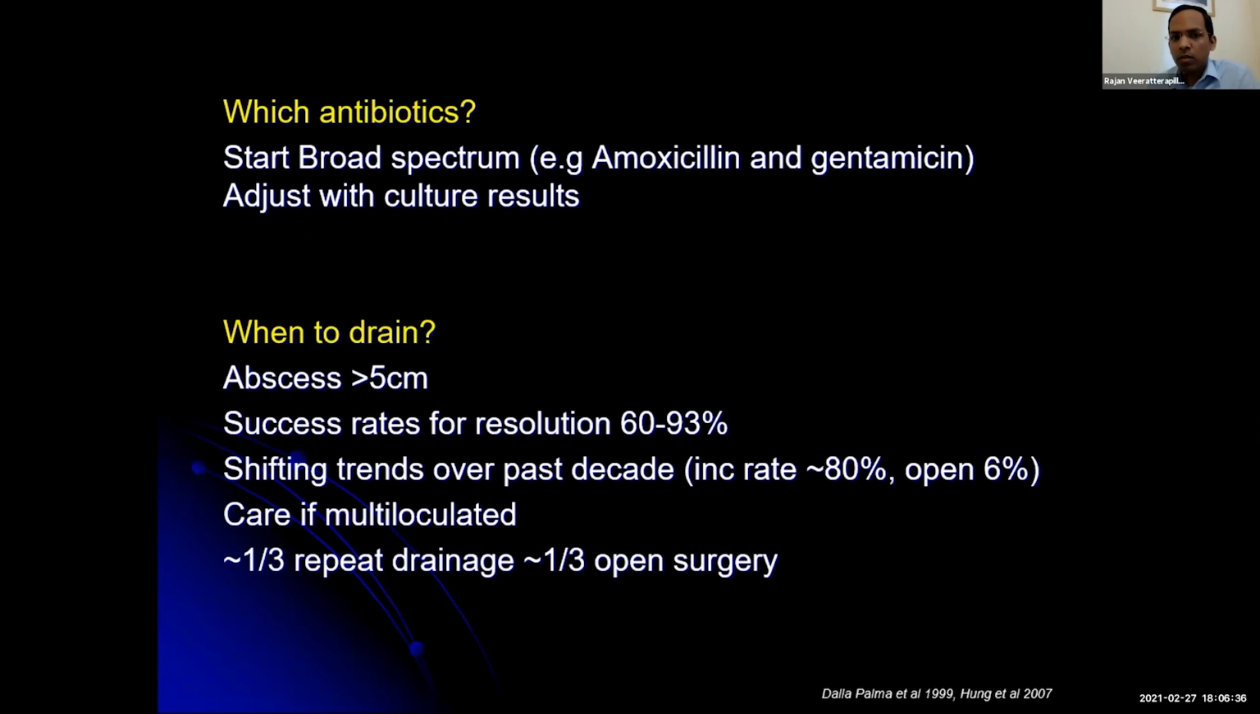So when you decide to intervene, and we're really talking about a percutaneous drain here, generally the cutoff is about 5 centimeters. So abscesses that are over 5 centimeters, the success rates with antibiotics alone aren't very high. So you do need to think about draining these collections. And from all the studies, if you do drain them in combination with the antibiotics, then the success rates for resolution are above 90%.